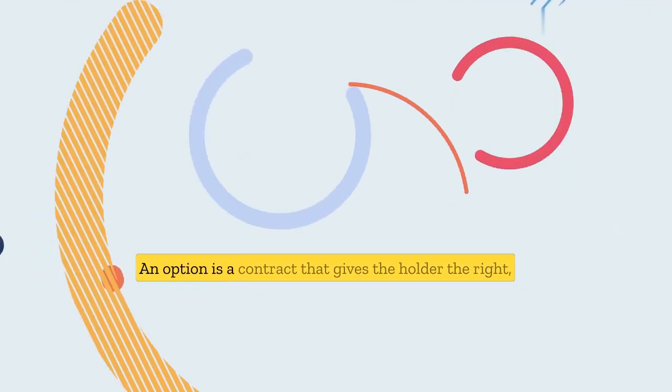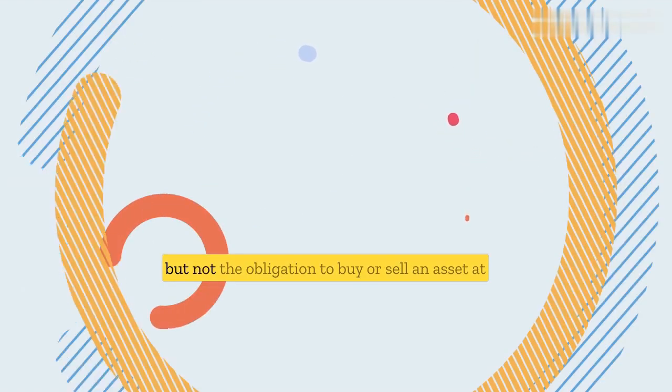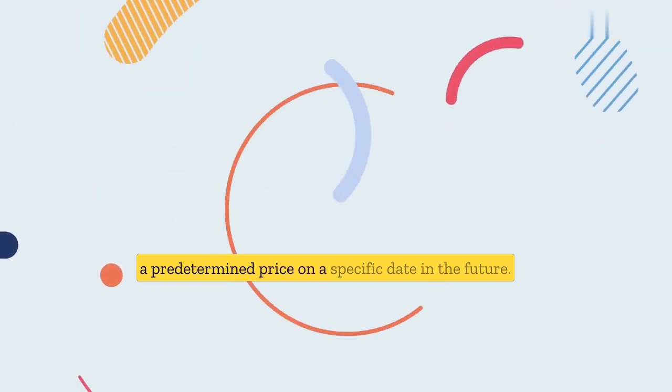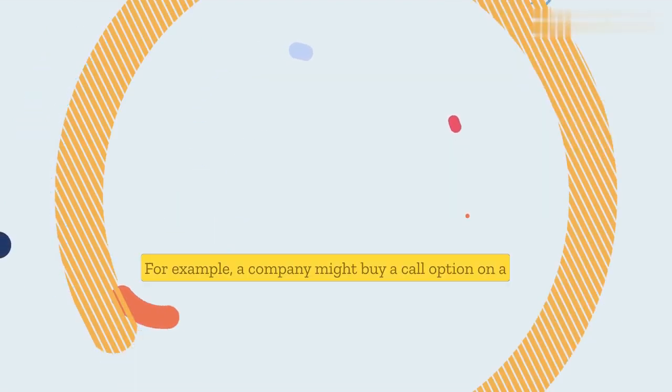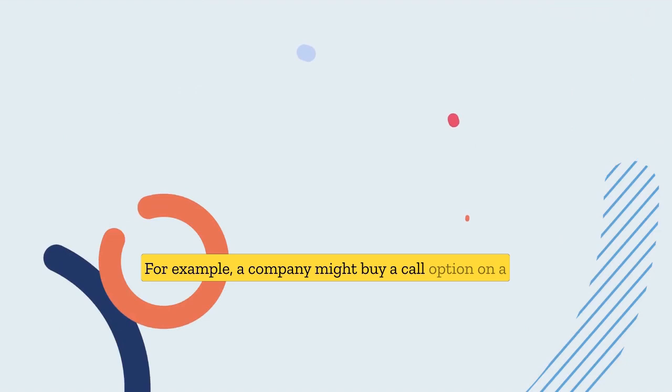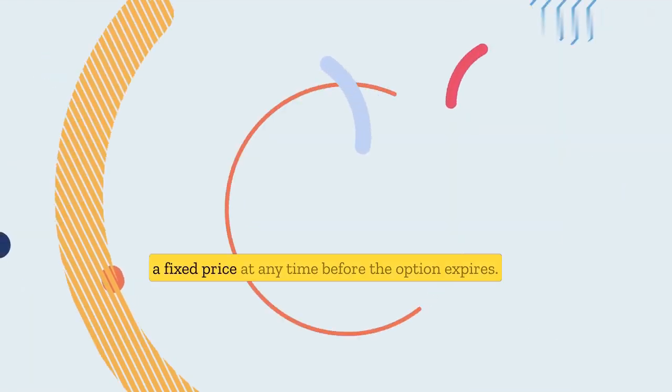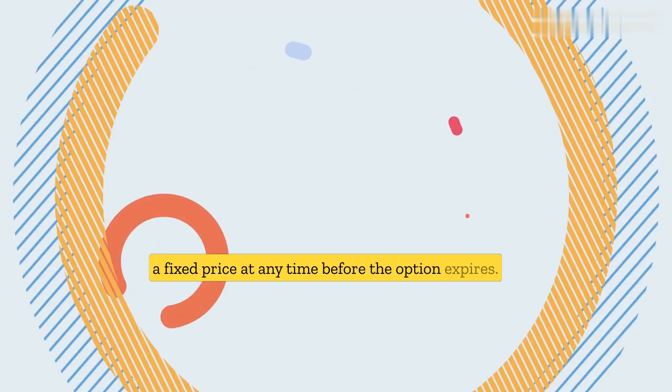An option is a contract that gives the holder the right, but not the obligation, to buy or sell an asset at a predetermined price on a specific date in the future. For example, a company might buy a call option on a particular stock, giving them the right to buy the stock at a fixed price at any time before the option expires.